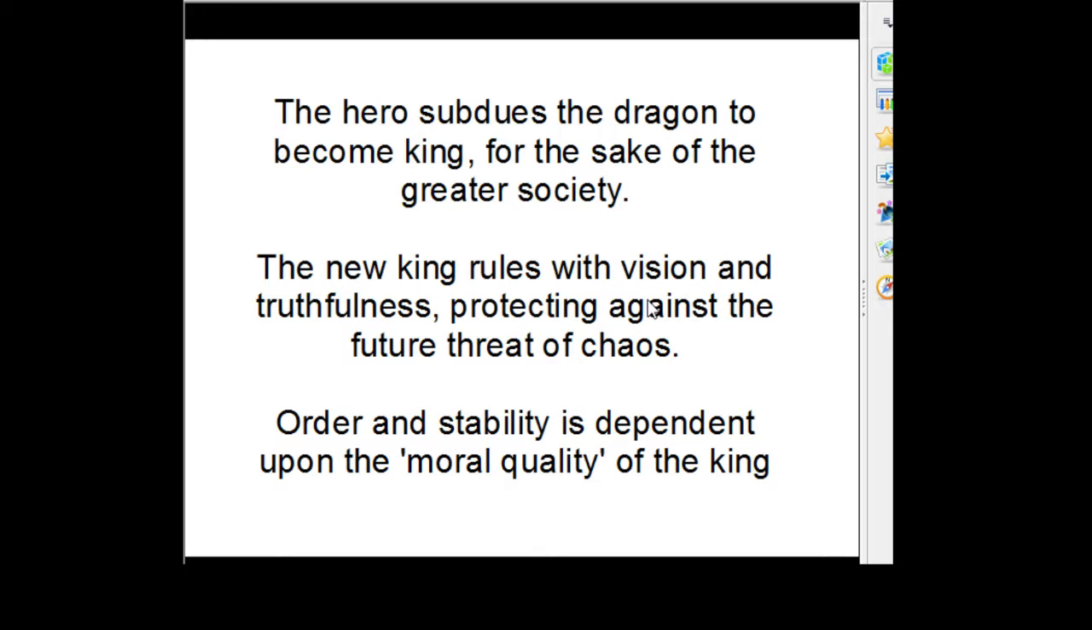Therefore, the order and stability of society is dependent upon the moral quality of the king. And these are the moral qualities of vision and truthfulness. The less vision a king has, and the more deceitful a king is, then the greater the risk for the crumbling of society. And this is a huge theme in King Lear.